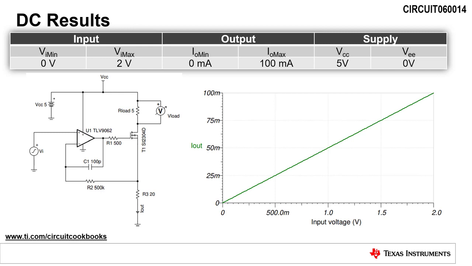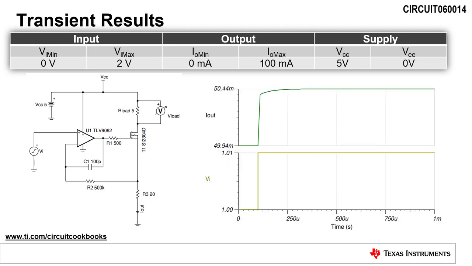A DC sweep of the input voltage from 0 volts to 2 volts yields an output current from 0 amps to 100 milliamps. This verifies the functionality of the circuit. Running a transient analysis with a step input signal shows the output current signal has no overshoot and ringing, which indicates that the circuit has sufficient phase margin and is stable.